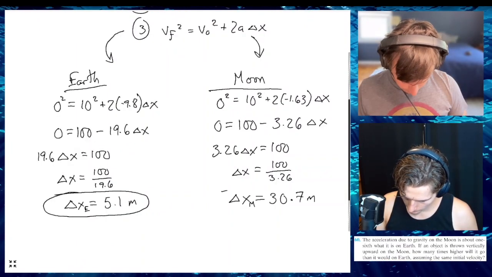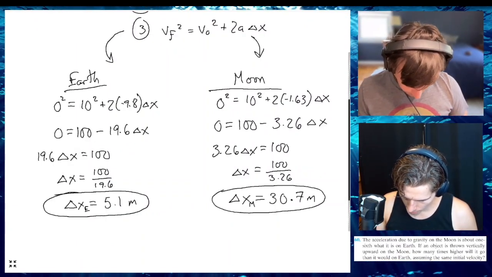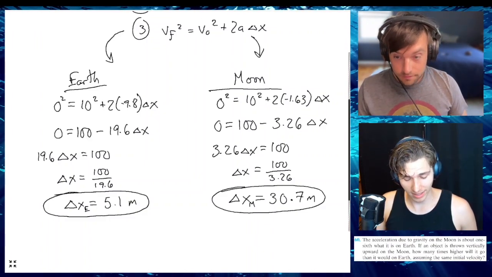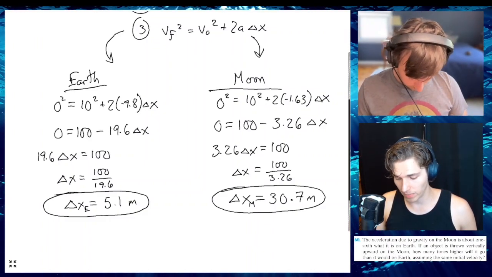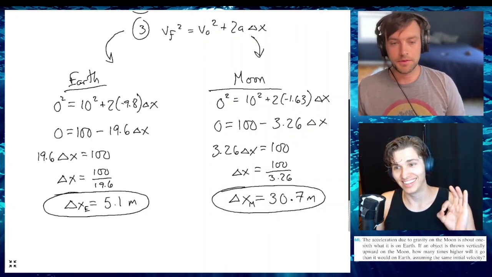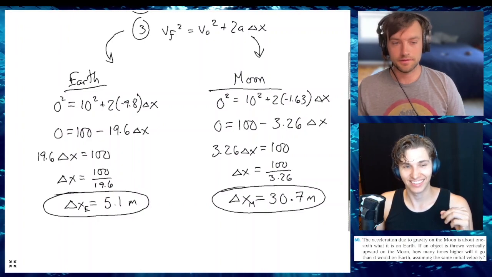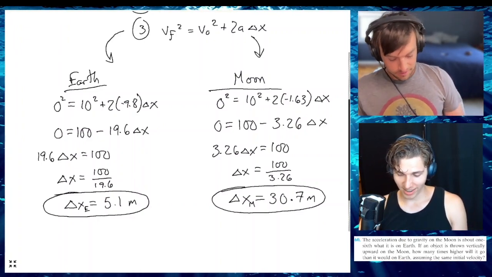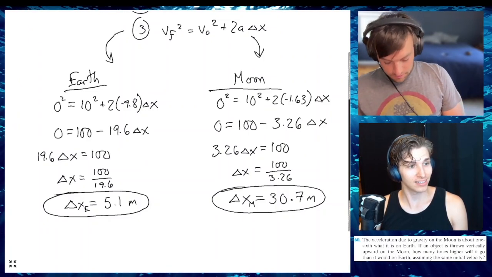I got 30.67 meters. Awesome, that's exactly what I got. And I rounded mine to 30.7. Oh, good. I remembered to square the 10 this time. Nice. Perfect. Yeah, getting better at it. I know it's been a while since we practiced these.